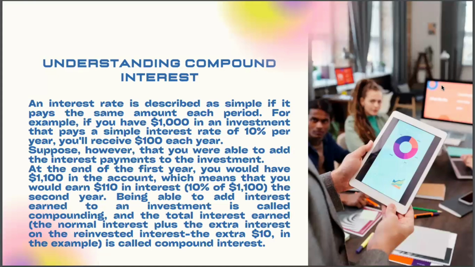For example, meron kang 10,000 pesos na ininvest mo na meron siyang 10% simple interest kada taon. So, ibig sabihin nun, taon-taon makakatanggap ka ng 1,000 pesos na interest, which is yung 10% ng 10,000 pesos mo. So, kahit umabot siya ng 5 taon, yung investment mo is pare-parehas pa rin yung interest na matatanggap mo, which is yung 1,000 pa rin.